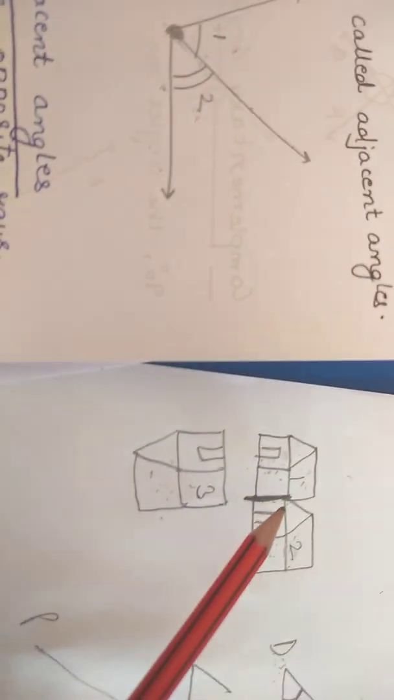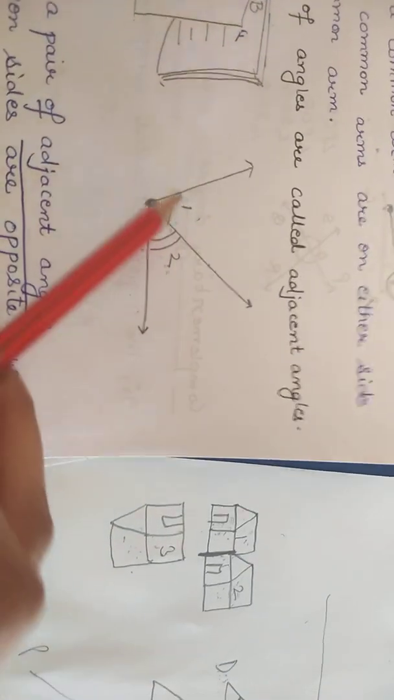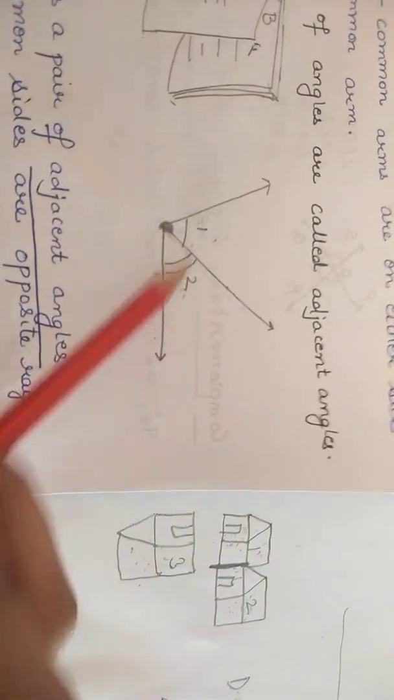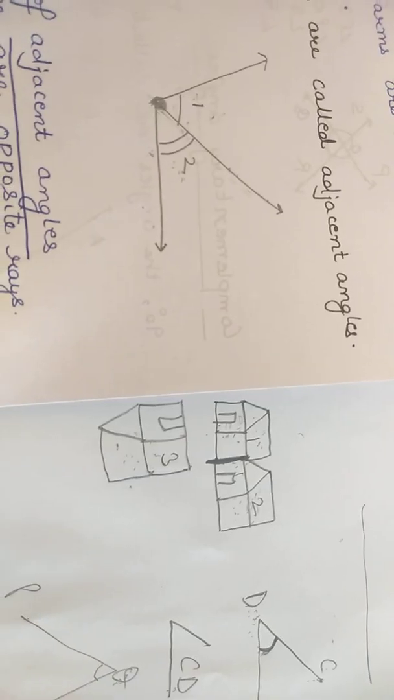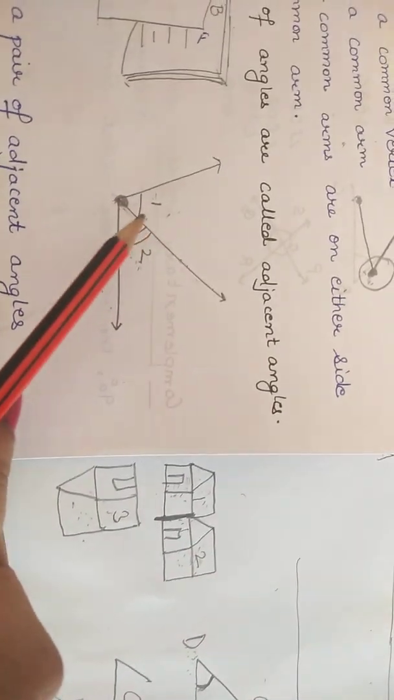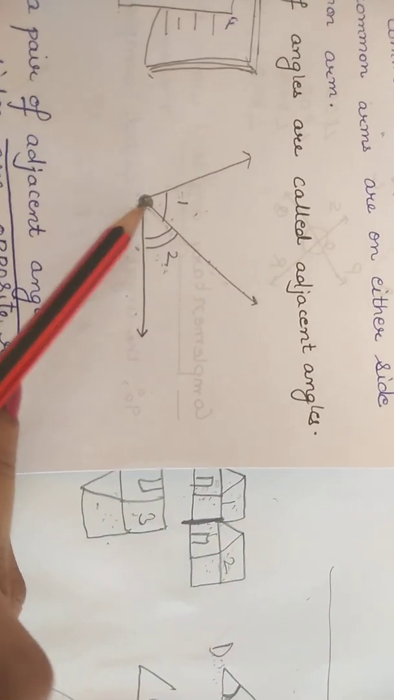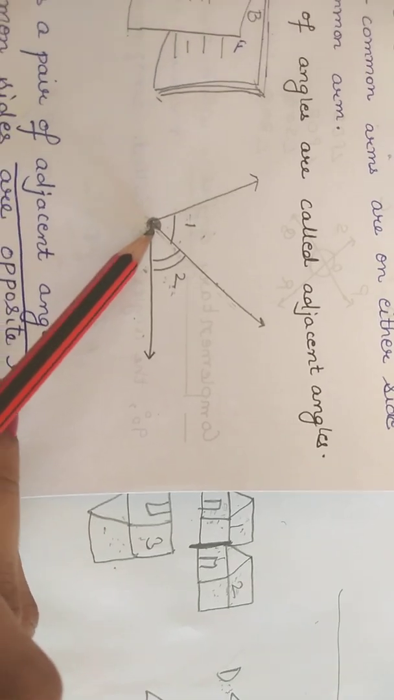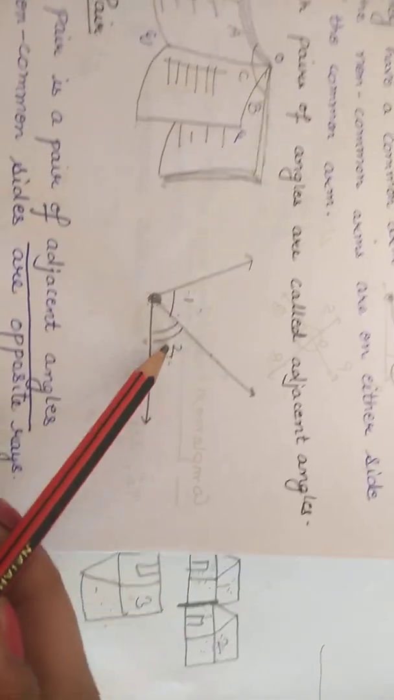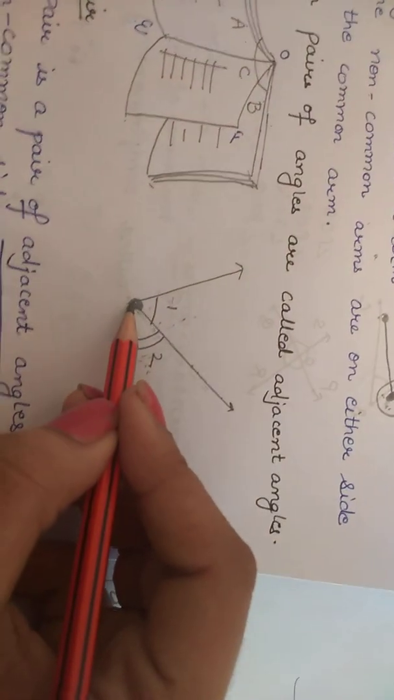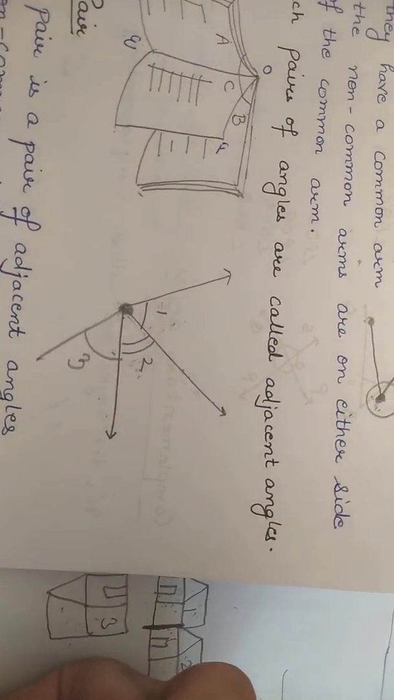Okay, I think now you understand more why I can say that angle 1 and angle 2 are adjacent angles. Why? Because they share the same arm and the same point, which we call a vertex. Okay, that's why these 2 are adjacent angles. Now similarly, if I have drawn one more angle here, so this is also an angle 3.